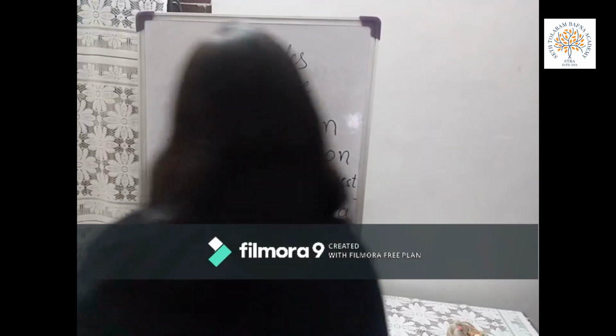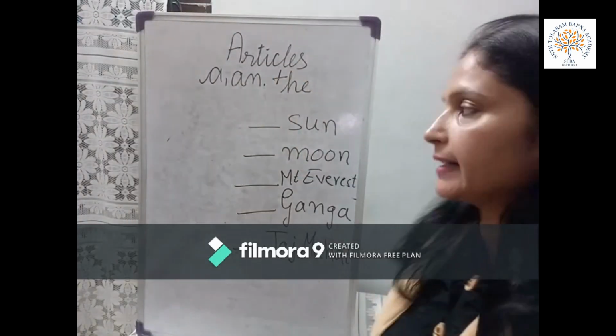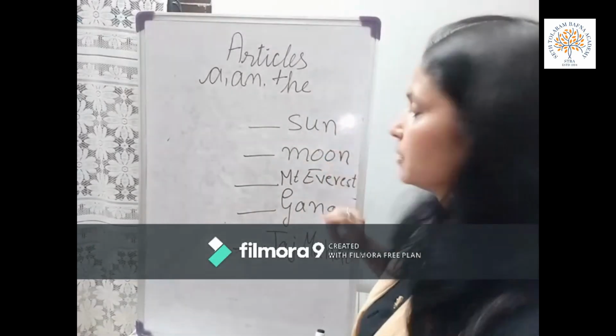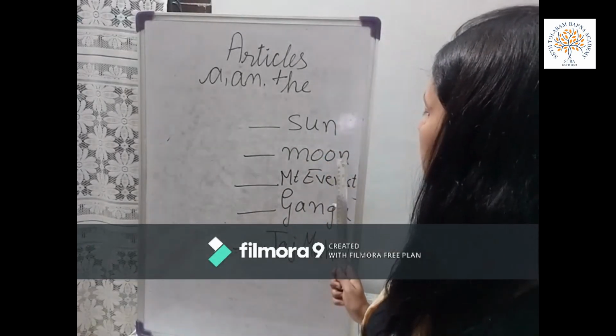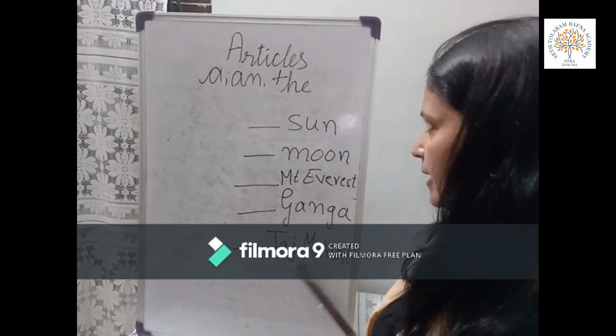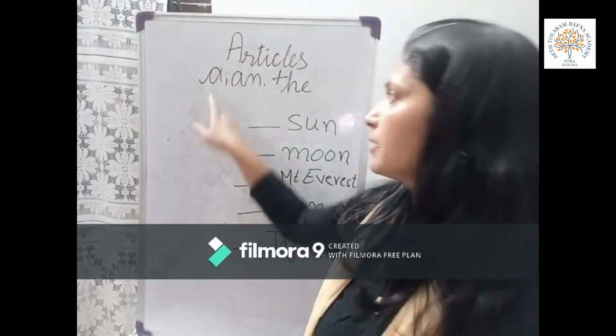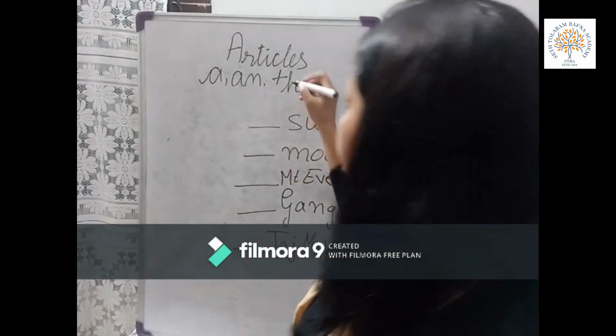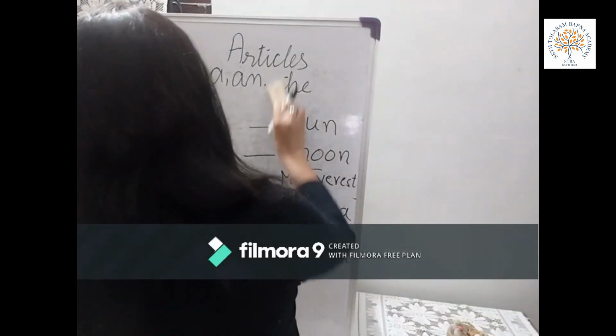Now see, I have written some words. You can see sun, moon, Mount Everest, Ganga, Taj Mahal. As I said, there are three articles in our English, a, an and the. Sorry, let me write it again.